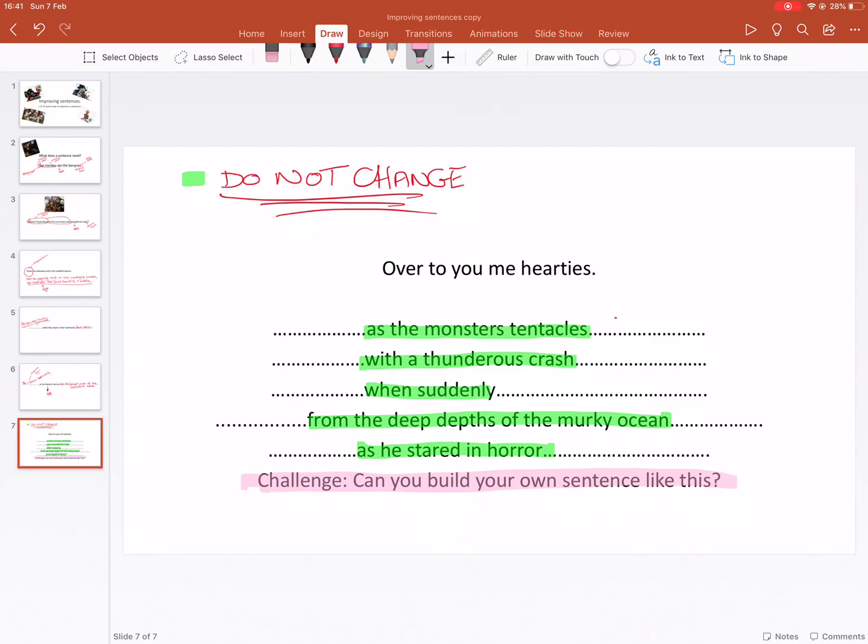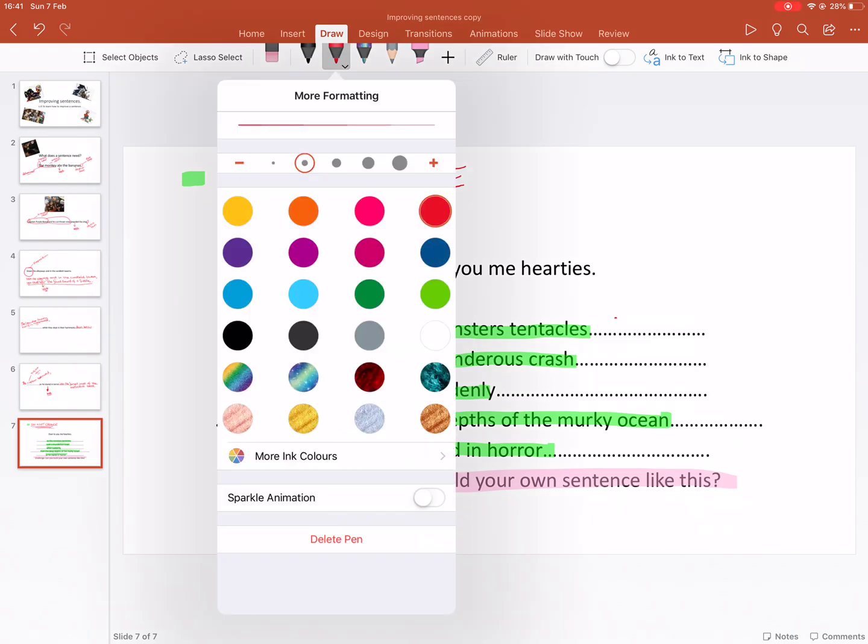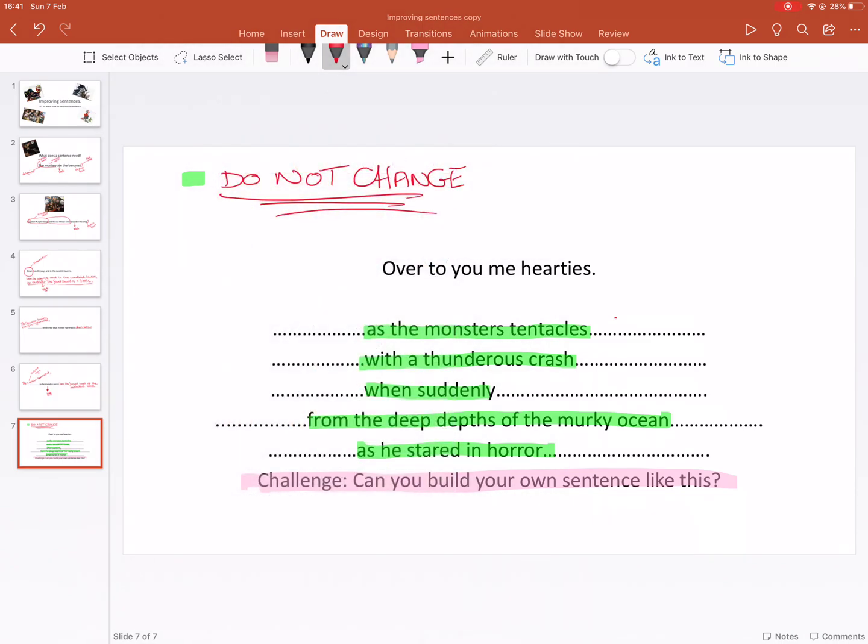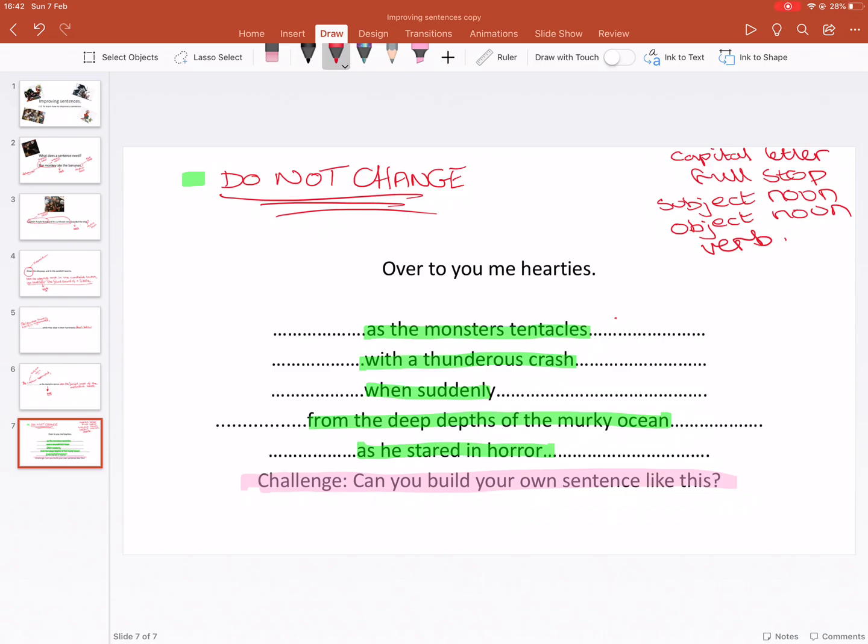Remember, check if you've got a capital letter. Just do your pen here, make yourself a little target. So you need a capital letter, full stop. We need a subject noun. We need an object noun. And please make sure you have your lovely verb, your doing word, okay? Capital letter, full stop, subject noun, object noun, verb, and can you pop them commas in?